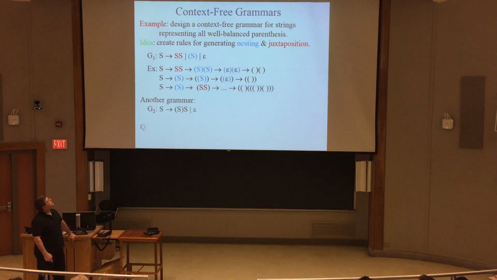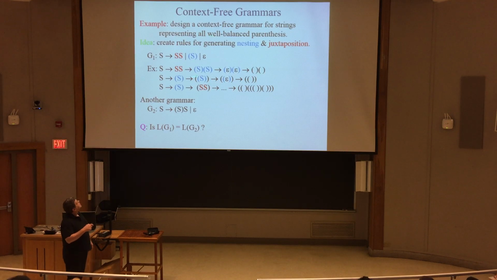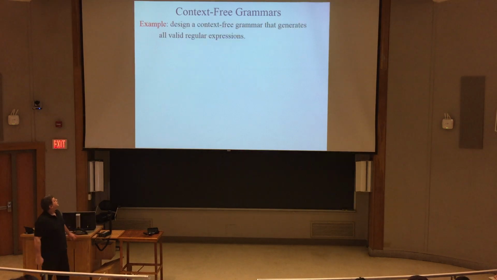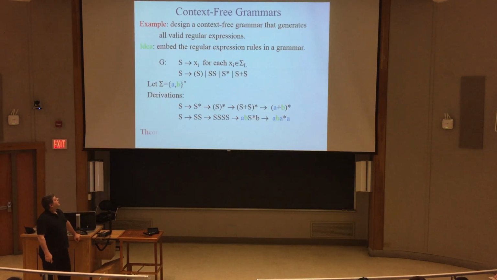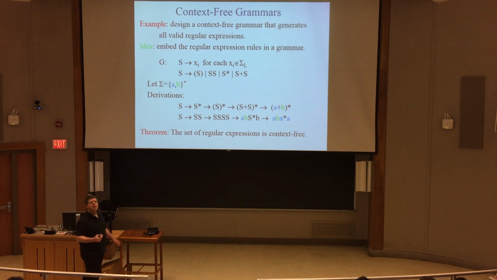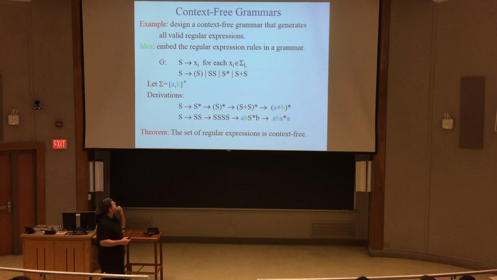Another example is the set of all well-balanced parentheses. Again, here's a context-free grammar. It's pretty short, and it generates all possible ways of well-forming parentheses with proper nesting. And the set of all regular expressions, taken as strings, can be generated by a context-free grammar based on that.